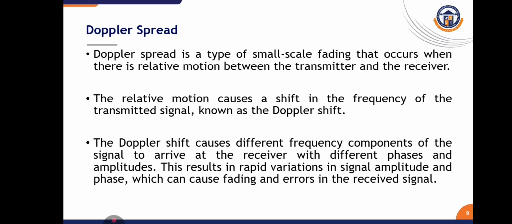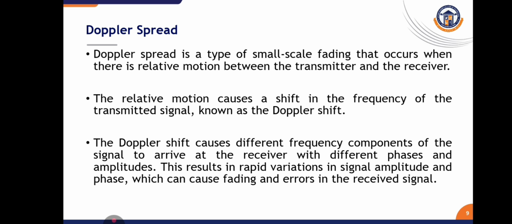Coming to the Doppler spread, it is a type of small scale fading that occurs when there is relative motion between the transmitter and receiver. The relative motion causes a shift in the frequency of the transmitted signal. It's known as a Doppler shift. So it causes different frequency components of the signal to arrive at the receiver with different phases and amplitudes. So this results in rapid variation in the signal amplitude and phase, which can cause errors in the received signal.